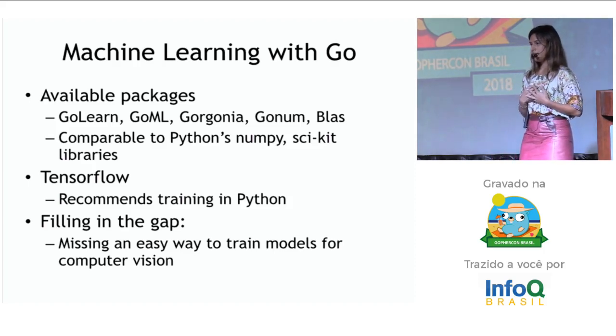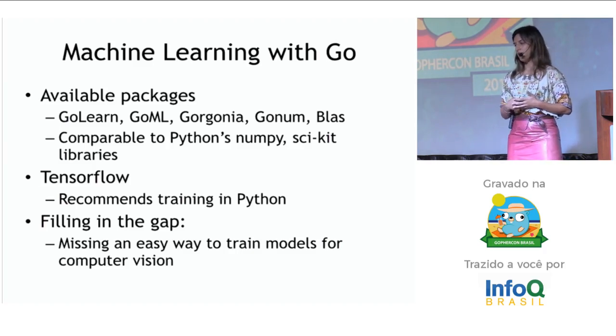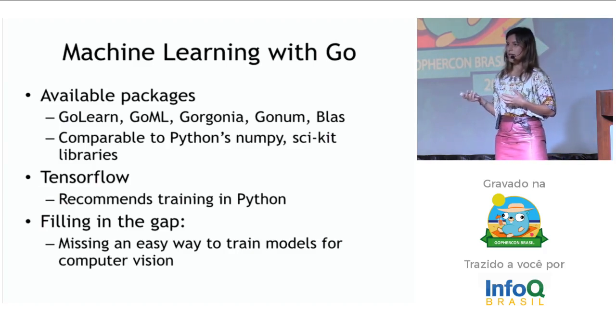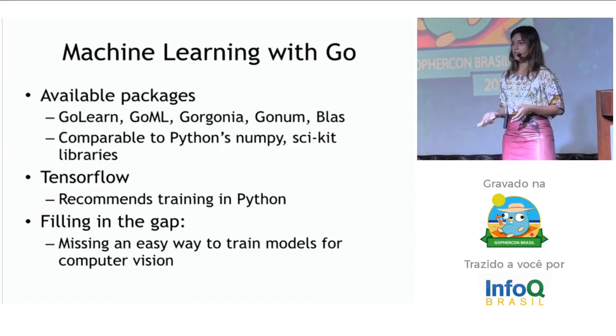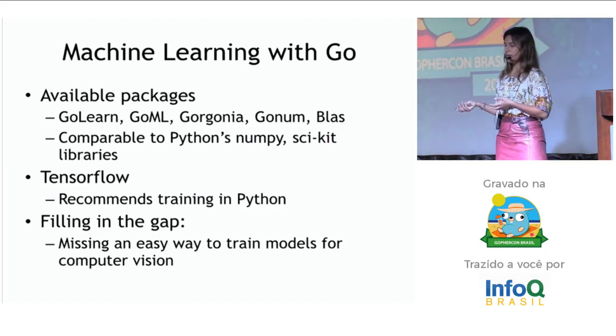But the way that I feel about it is, why reinvent the wheel? If there isn't going to be an increase in speed or in accuracy by developing these bindings with Go, then I don't see a problem with doing the training in Python and then doing the deployment in Go.